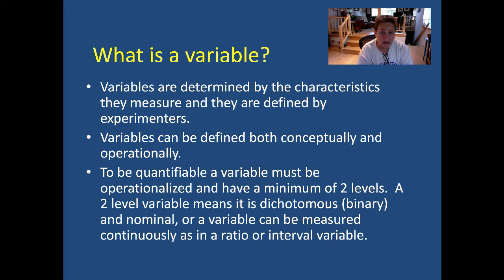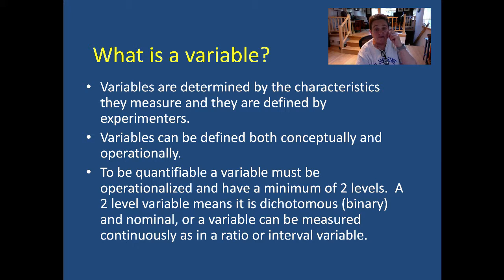Remember that in our class, we're talking about quantitative statistics. To be quantifiable, a variable has to have a minimum of 2 levels. When a variable has 2 levels, we refer to that as a dichotomous variable. A dichotomous variable would be a categorical variable or a nominal variable. It also means that that variable is binary. In other words, it has 2 levels to it.